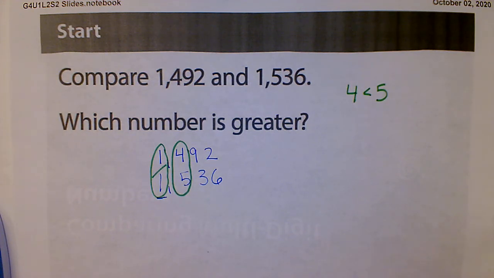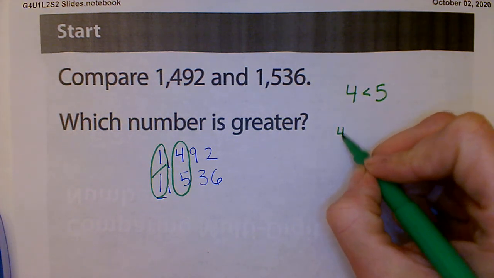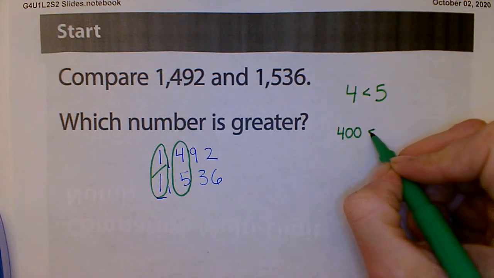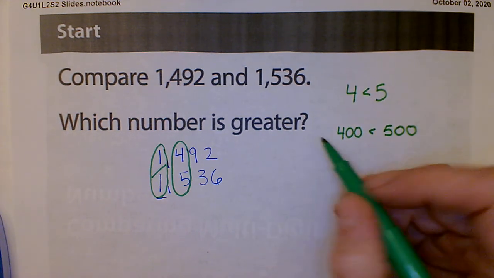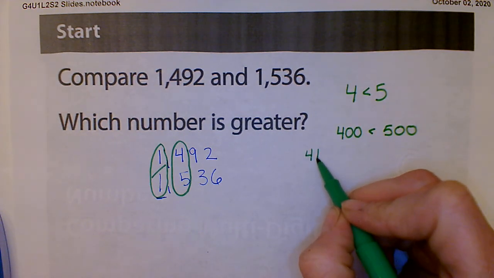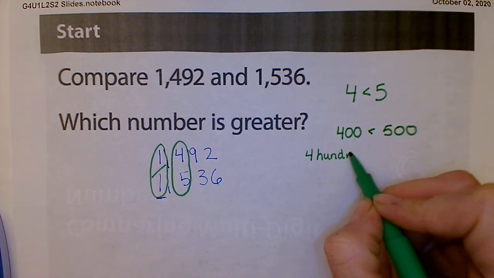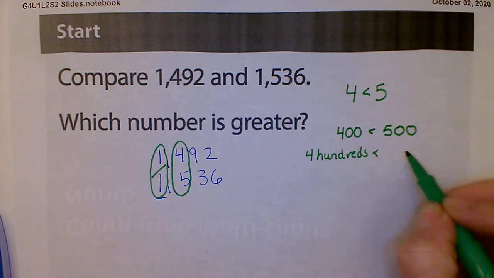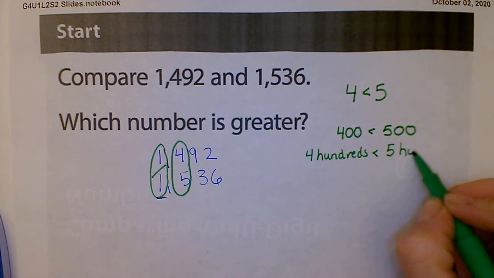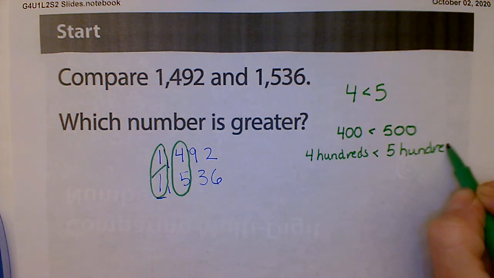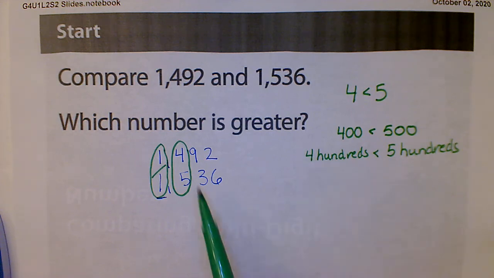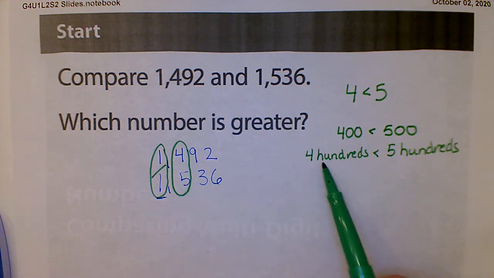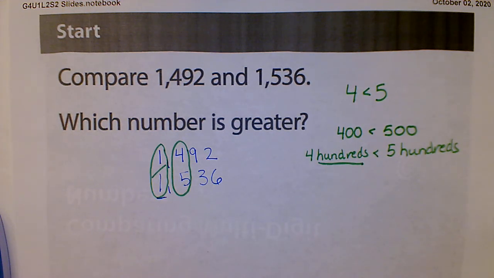There's two ways you can show this. One is to write that 400 is less than 500. Another way you could write this is to say that 4 hundredths is less than 5 hundredths. And when I'm doing that, all I'm doing is I'm saying that I know I have a 4 and a 5, but I also know that they're in the hundreds place.